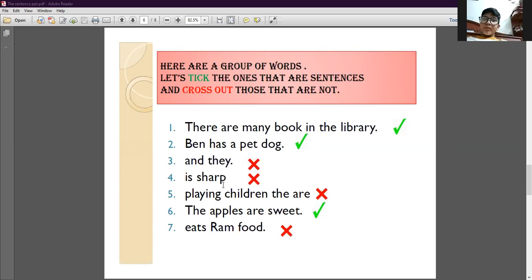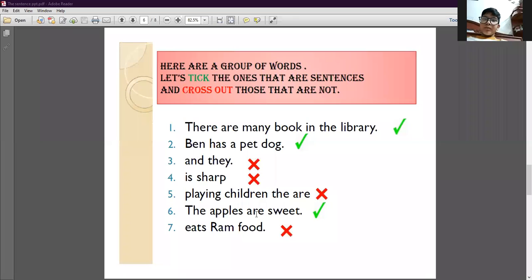Number five is here: playing children are the are. So this is a group of words but it does not have a complete meaning, not in a correct order, so this is not a sentence. Clear, student? Now number six is here: the apples are sweet. Here you notice that it conveys its meaning. The apples are sweet. So this is a sentence.